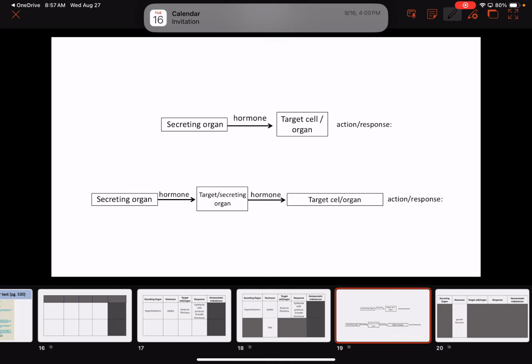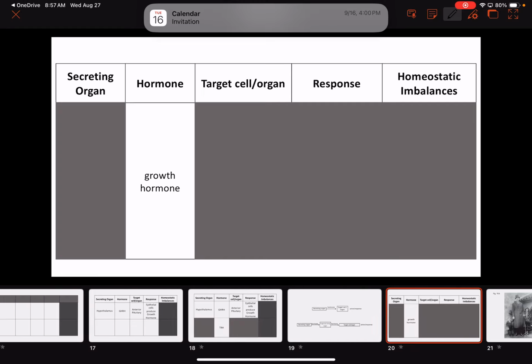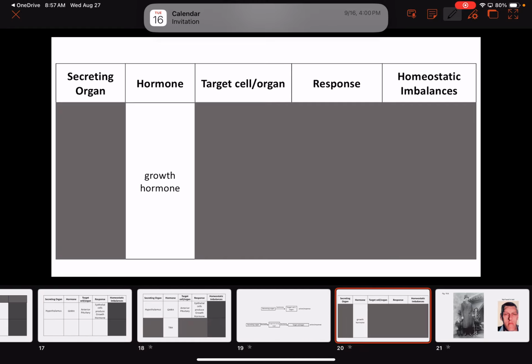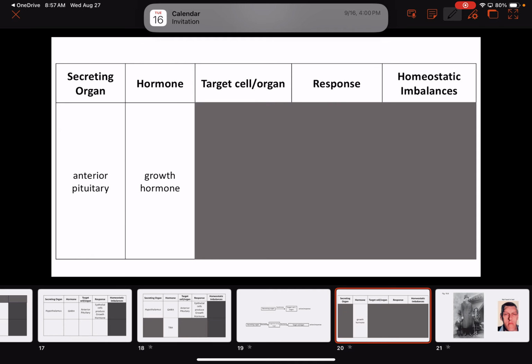Okay, so the next one we're going to talk about is growth hormone. So we said that the hypothalamus releases growth hormone releasing hormone, or GHRH, that travels down that portal system and binds to receptors in the anterior pituitary. And then those cells in the anterior pituitary will then release growth hormone. So the secreting organ in this case is the anterior pituitary.